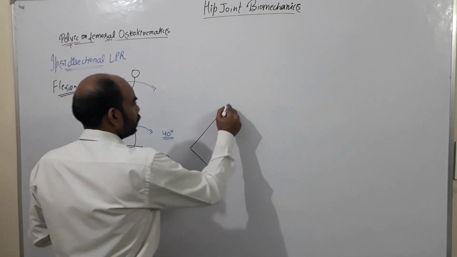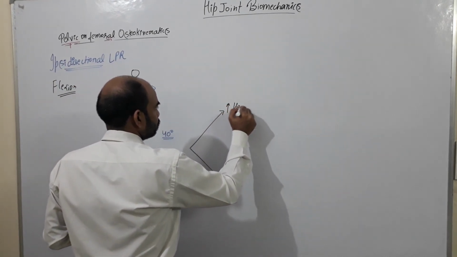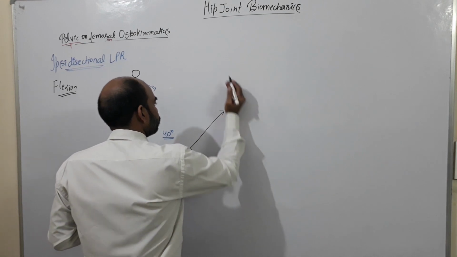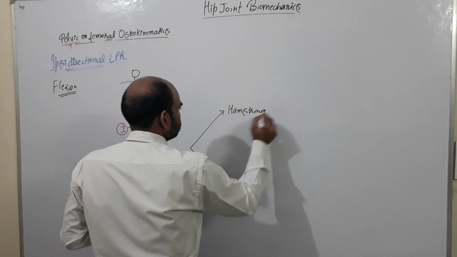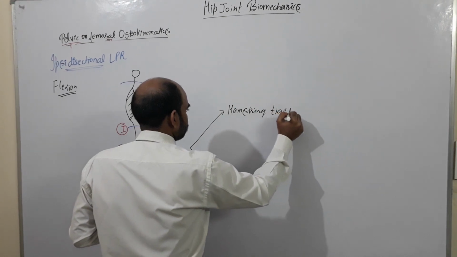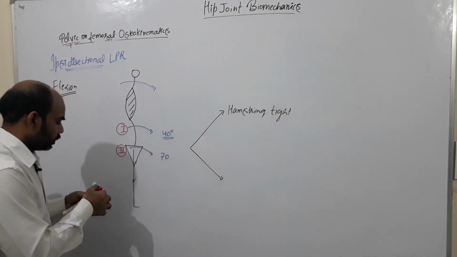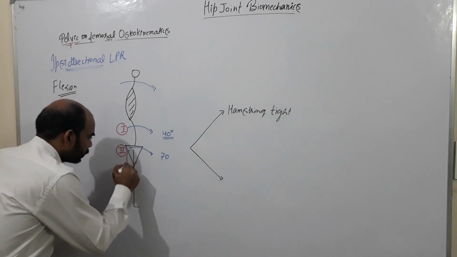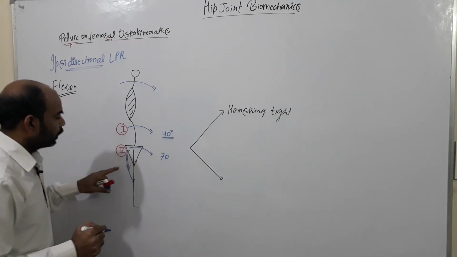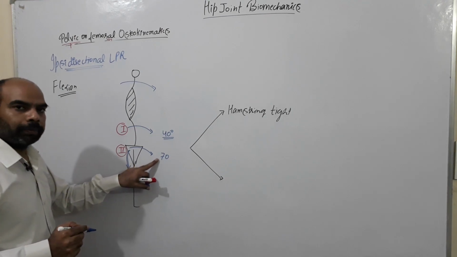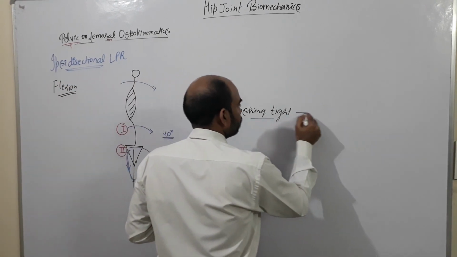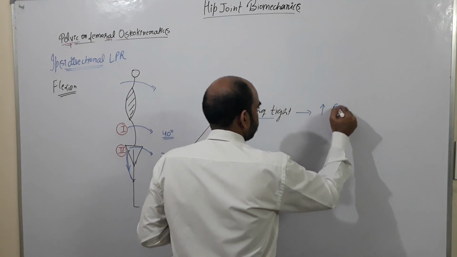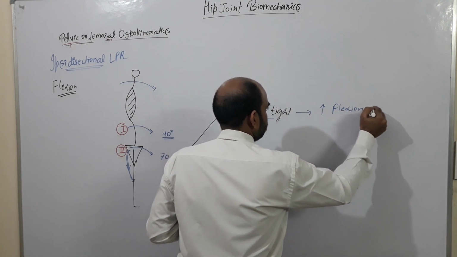Pathologically, two conditions are possible. If the hamstring muscle is tight, suppose this is the attachment site of the hamstring, it prevents anterior pelvic tilt, so lumbar flexion increases. So if the hamstring muscle is tight, it increases flexion on the lumbar spine.